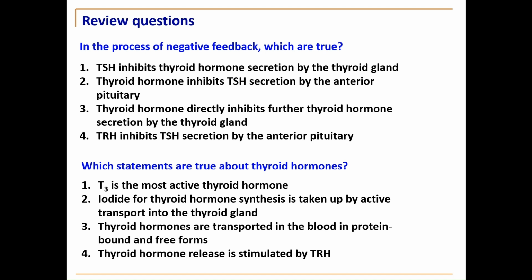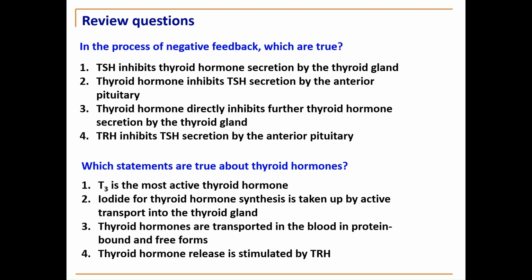Okay, so let's do question number 2. Which statements are true about thyroid hormones? So again, hopefully in this case you've picked more than one. 3 of them are correct. So let's rattle through the correct ones. So number 1, that is correct. T3 is the most active thyroid hormone. It is converted from T4 peripherally, and it is the most active form.